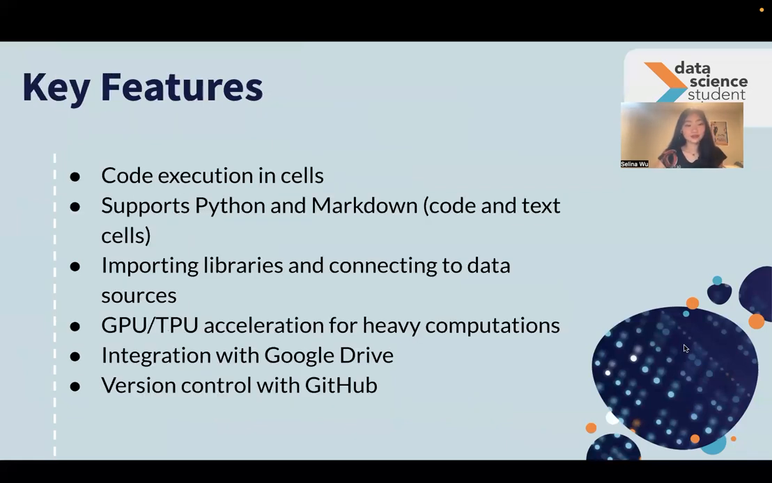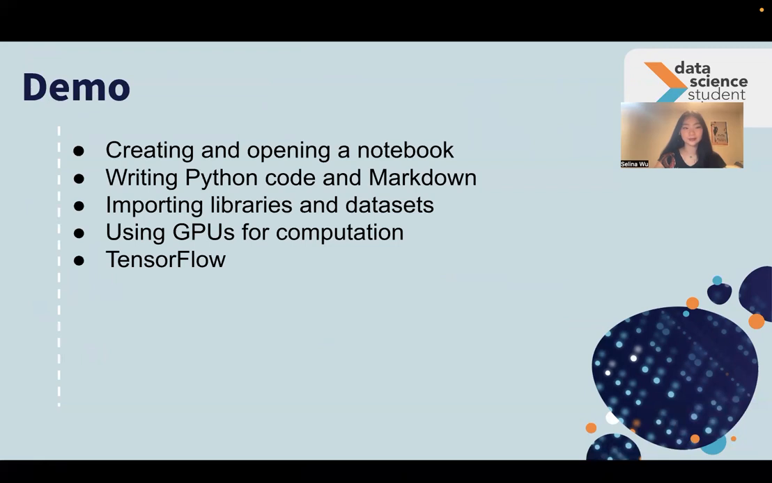So some key features are that you have code execution in cells, just like Jupyter. It supports Python and Markdown, so you can have code and text cells, which is really helpful for collaboration. So you can describe your work. And you can import libraries and connect to data sources. And then you can use GPU and TPU, which accelerates heavy computations. And it's integrated with Google Drive, and there's version control with GitHub.